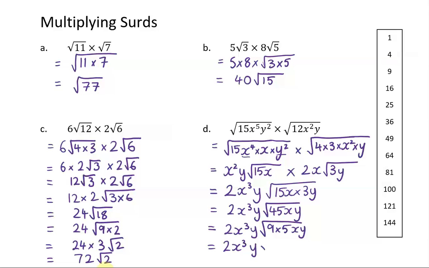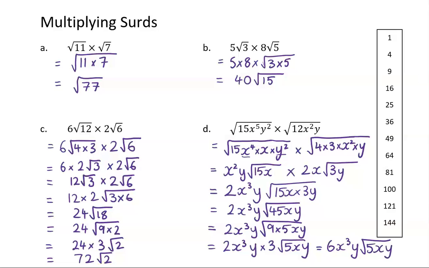Square root of 9, that can come out as a 3. Square root of 5xy. And so our final answer for this surd multiplication will be 2 times 3. Multiply the numbers together first, which would be 6. X cubed y, square root 5xy.